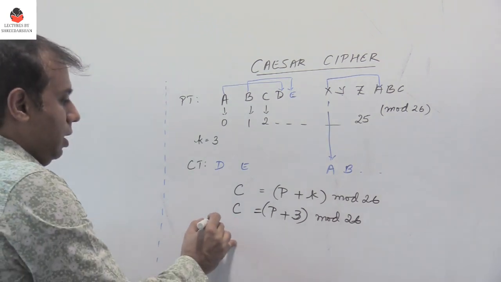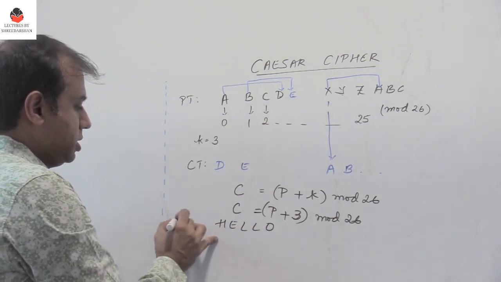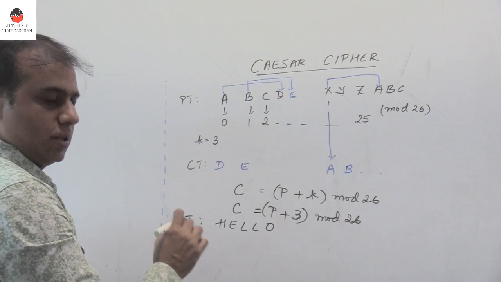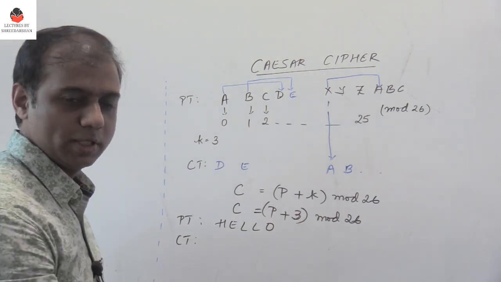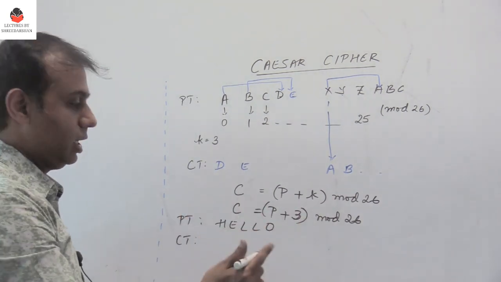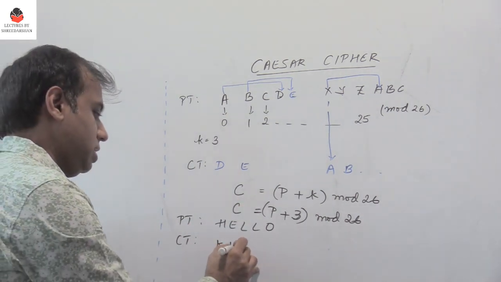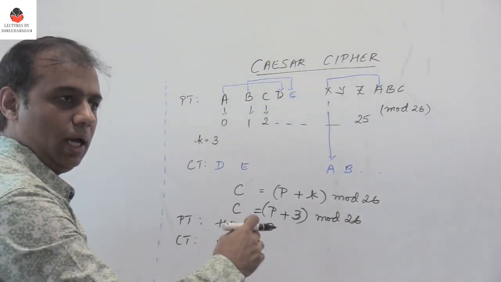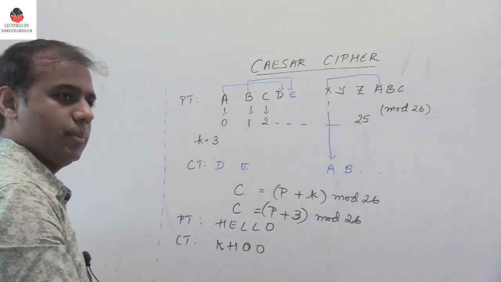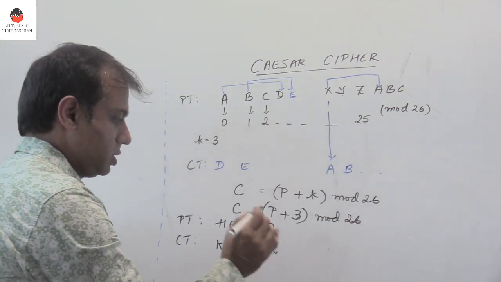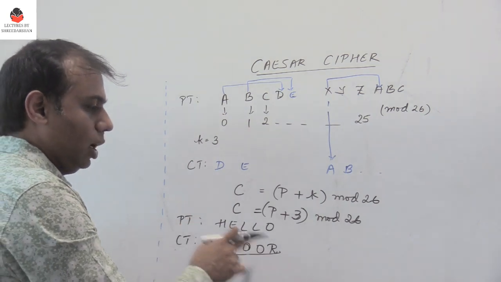For example, if I take the word hello, which is the plain text, what about the ciphertext? H is replaced by the character obtained by moving 3 places to its right. So after H I get I, J, K. So you get K. After E you get F, G, H. So E is replaced by H. After L you would get M, N, O. So both the L's are replaced by O, and O is replaced by P, Q, R. So it is replaced by R. So the ciphertext for hello is K, H, O, O, R.